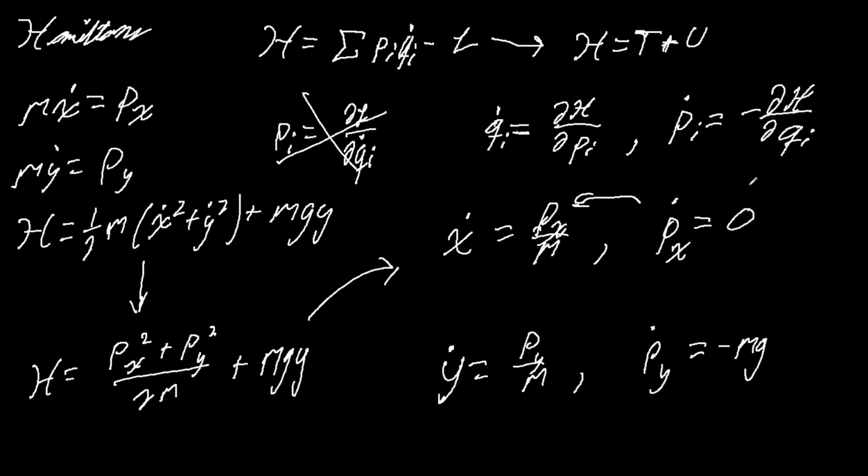You can just skip all that solving first order differential equations and just combine them all into one equation, which I find easier. So it's just taking derivatives of both sides. You get p_x dot over m, and we know p_x dot is always 0, so this is 0. Here, y double dot is equal to p_y dot over m. We know p_y dot is just equal to negative mg. So y double dot is equal to negative g. There you go. We can transform first order differential equations into second, and I guess vice versa.